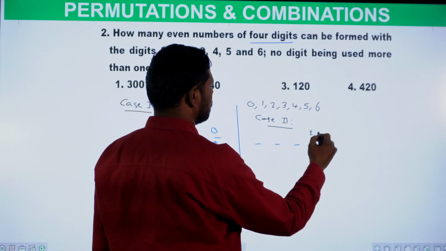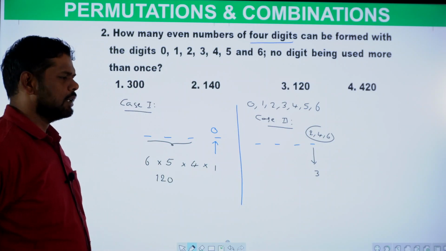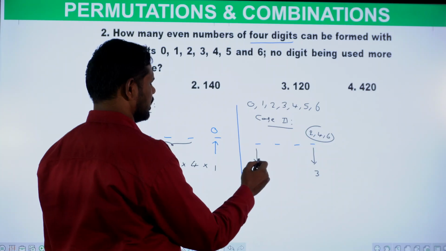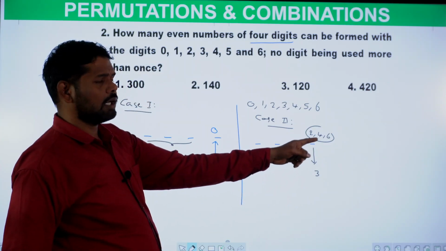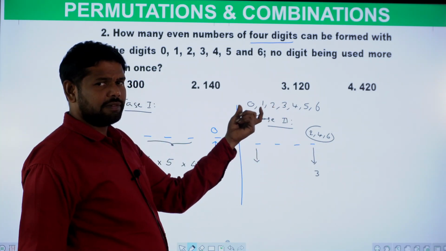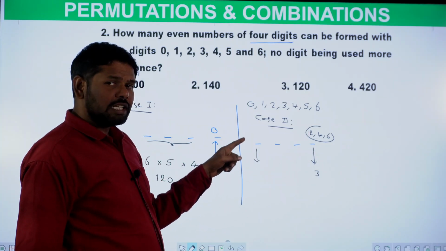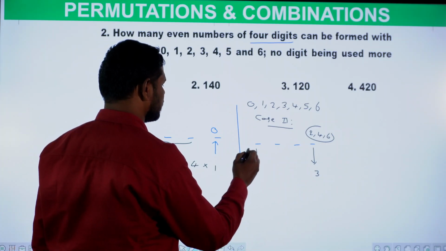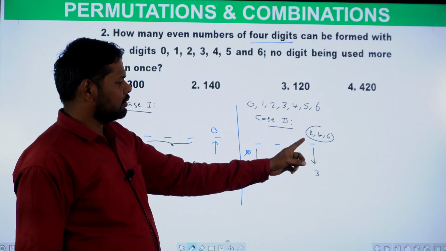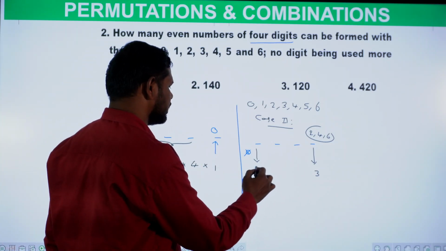The even digits are 2, 4, 6 according to this question. So any one of the three I can use at the last place, and at the start I am using any one of them, so only one digit is used. Total there are 7 digits, and out of 7 I am using one digit here. I am not going to use 0 at the start, because if I start with 0 then it becomes a 3-digit number. So one digit is already used and 0 is not used at the starting place. Remaining are only 5 digits. We can choose any one of the 5.